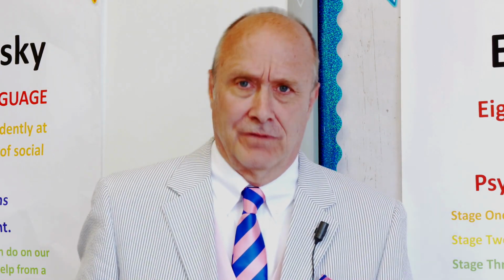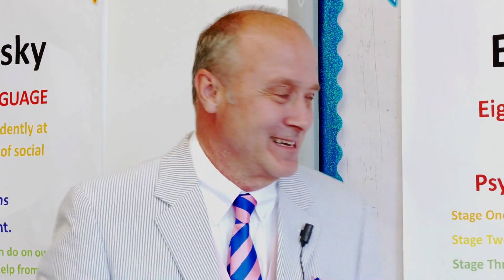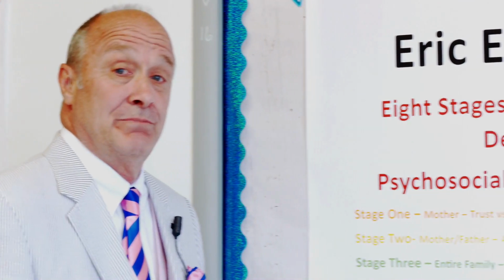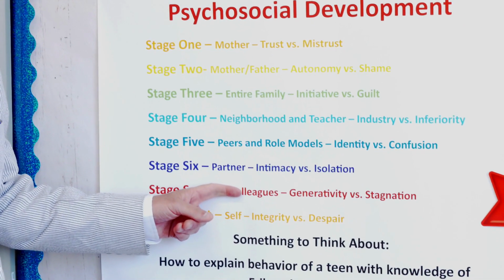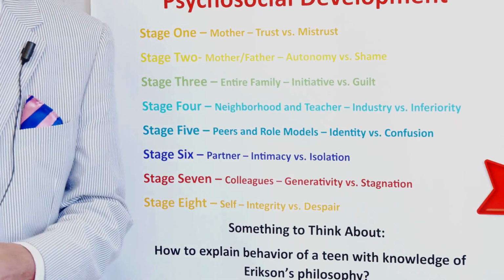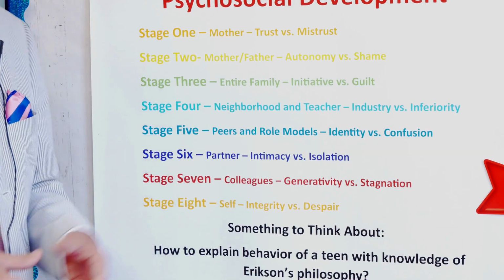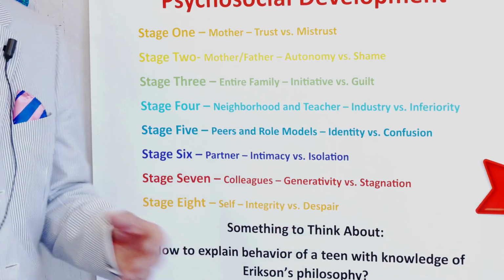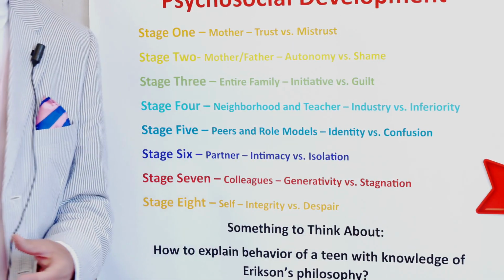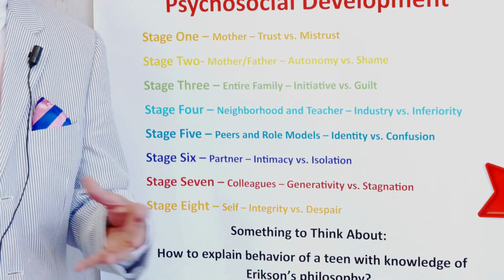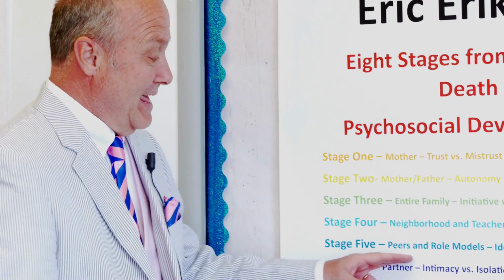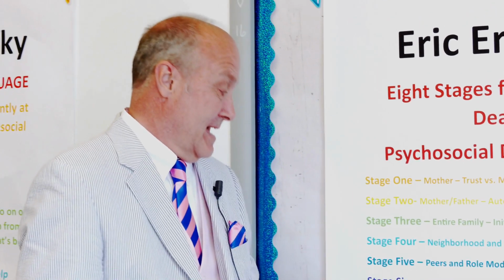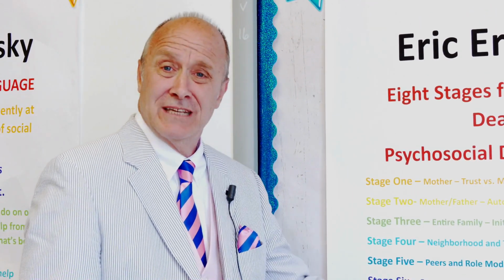And when they become an adult, they're going to look back and say, I can't believe I did that, right? So stage 5 is very important with peers and role models. Stage 6 is your partner that you hopefully are going to establish for a lifetime, and it's that intimacy versus isolation. Now, I tell my students, and I'm telling you now, that I've never been married. So you might say, oh, he's going to have problems with isolation.